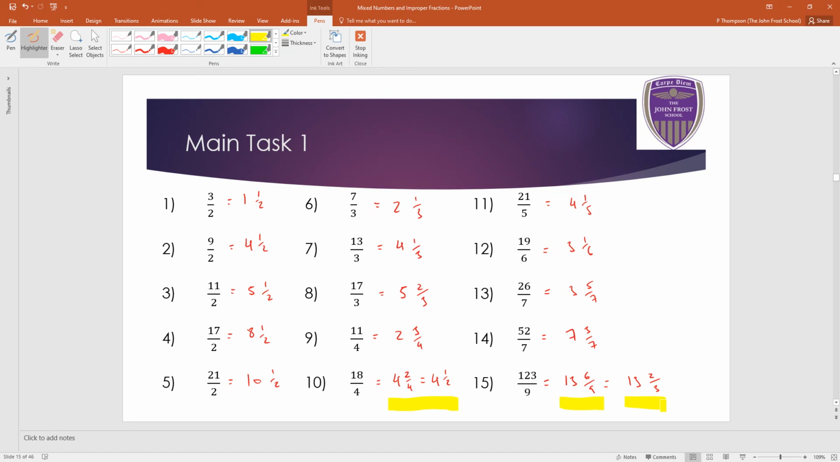But I think the shortcut is definitely easier to take than drawing pictures. It's just division with the remainder, all right? In the next video in this sequence, I will show you how to go the other way, how to take a mixed number and turn it into an improper fraction.